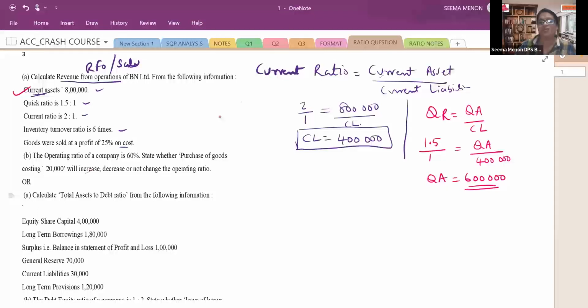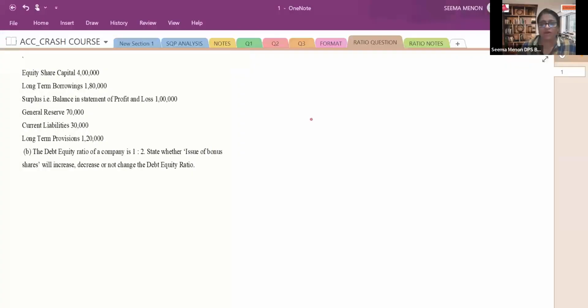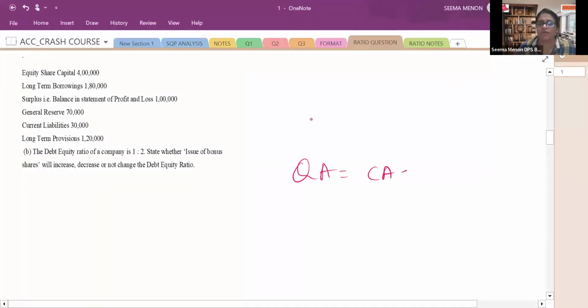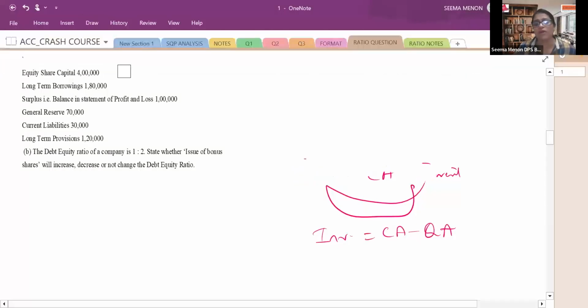Now, what is the next thing you have to do? You know that always quick asset is equal to, here I am writing separately, current asset minus inventory, always. Now you can take this inventory here and quick asset there. So inventory is equal to what? Current asset minus quick asset. So this formula should be in your mind. This will not be given, it is not given anywhere.